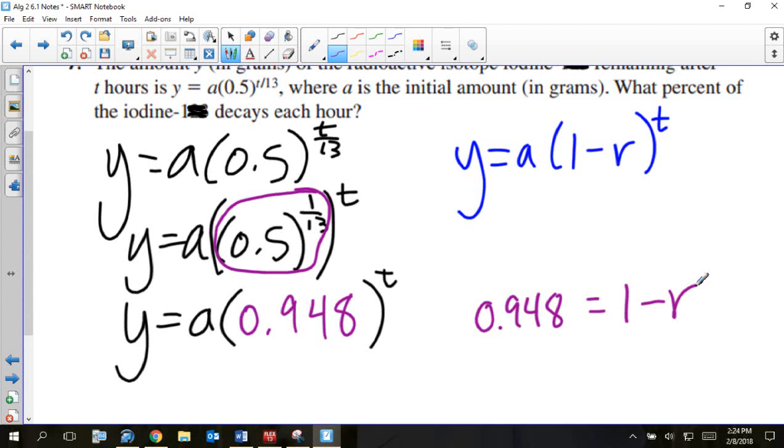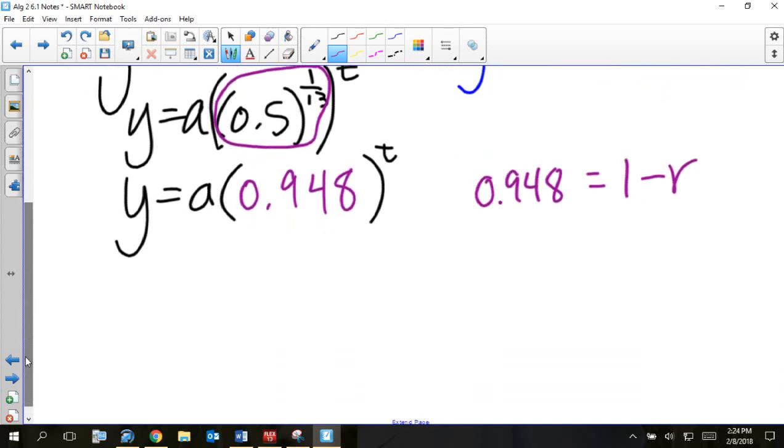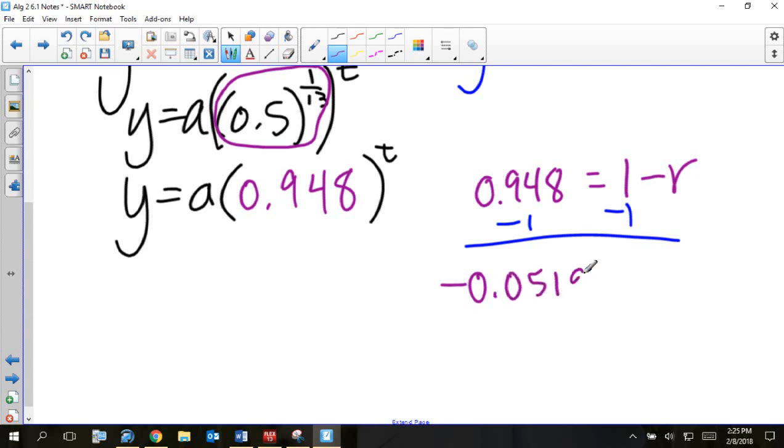So how do we solve for r? Subtract the 1. So on my calculator, I just hit -1, enter. And it gives me negative 0.0519. That's just approximate. And then we divide both sides by -1.